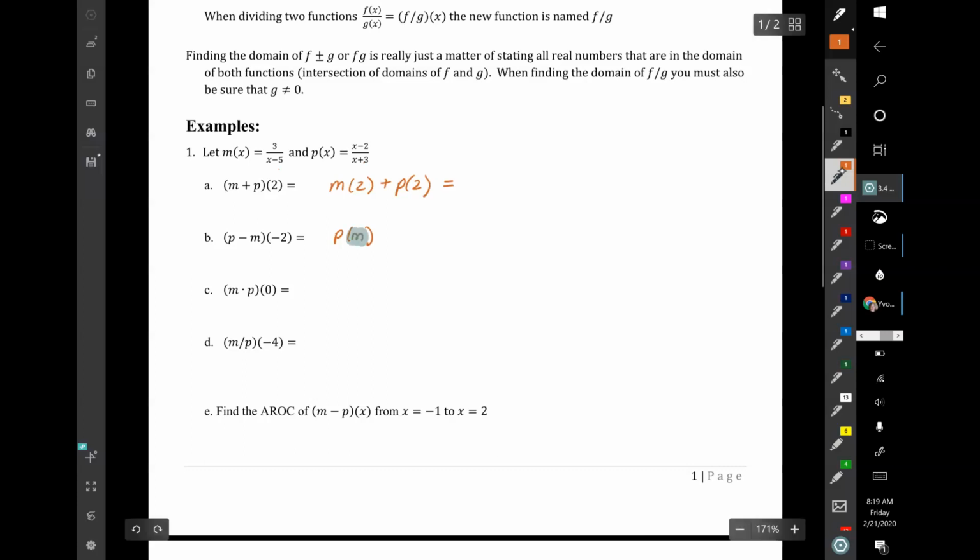P of 2 minus M of, and that should be negative 2. Let's just get rid of that. So P of negative 2 minus M of negative 2. And just watch that your P function is the one that's given second up above. So I just want to clarify that.